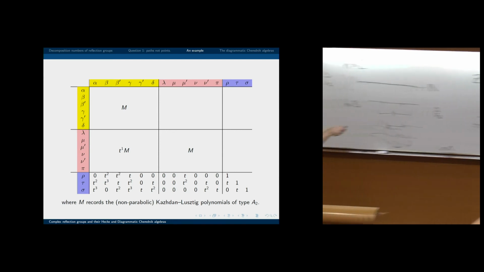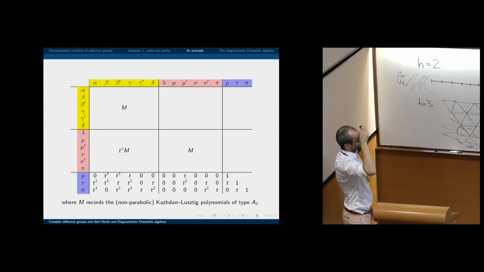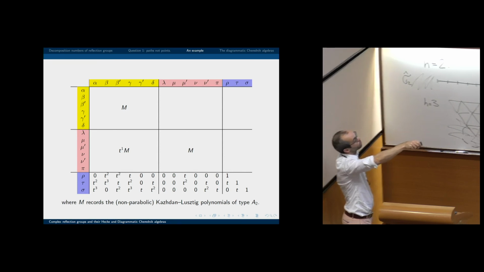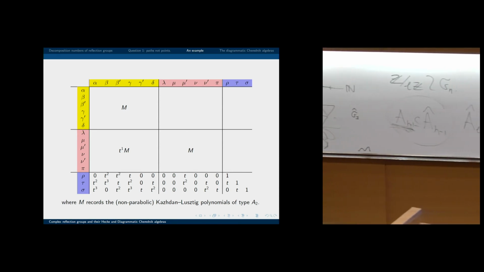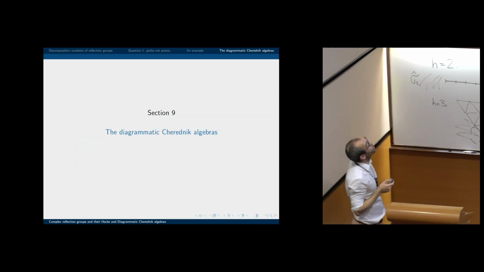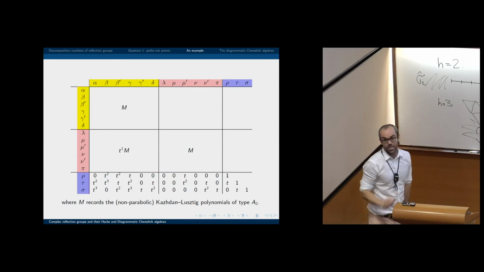And this all works over fields of arbitrary characteristic because the Kazhdan-Lusztig conjecture, if you like, works in type A2, and that should have a hat on. So for the same reason, we can calculate these things in arbitrary characteristic. So I guess I'm done. I won't talk about that. Okay, thanks very much.